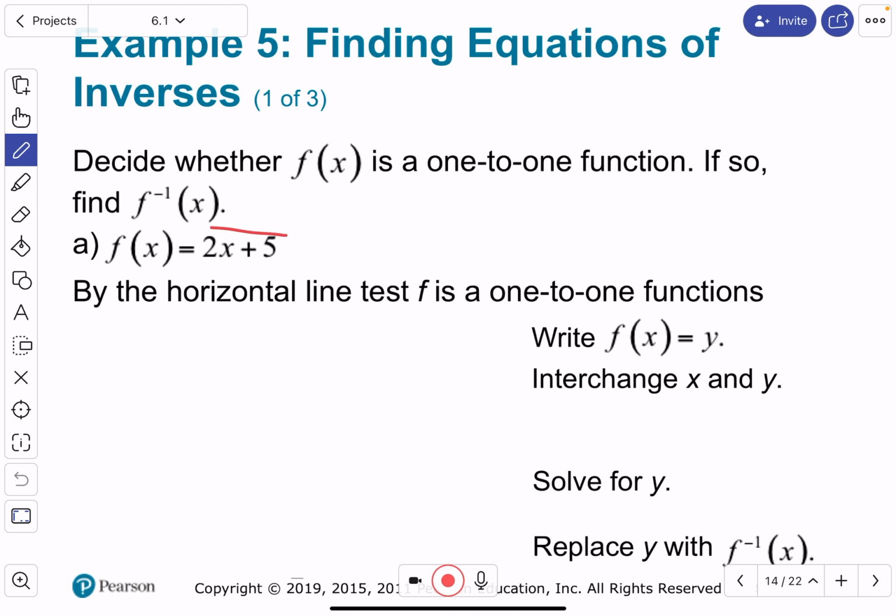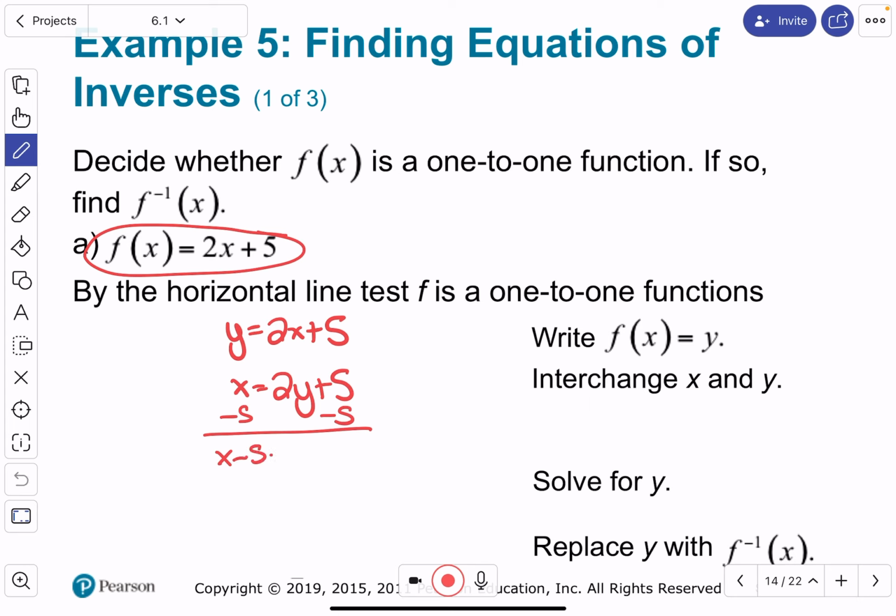So first, if we looked at the graph, it passes the horizontal line test, so it's 1 to 1. Now, step 1, we're going to rewrite it, but instead of f of x, we're going to write y. And then we switch the x and y. So we're literally just writing them in a different order. Now we solve for y. So I'm going to subtract 5 from both sides. Divide everything by 2. And then rewrite it with f inverse. So that is our inverse function.